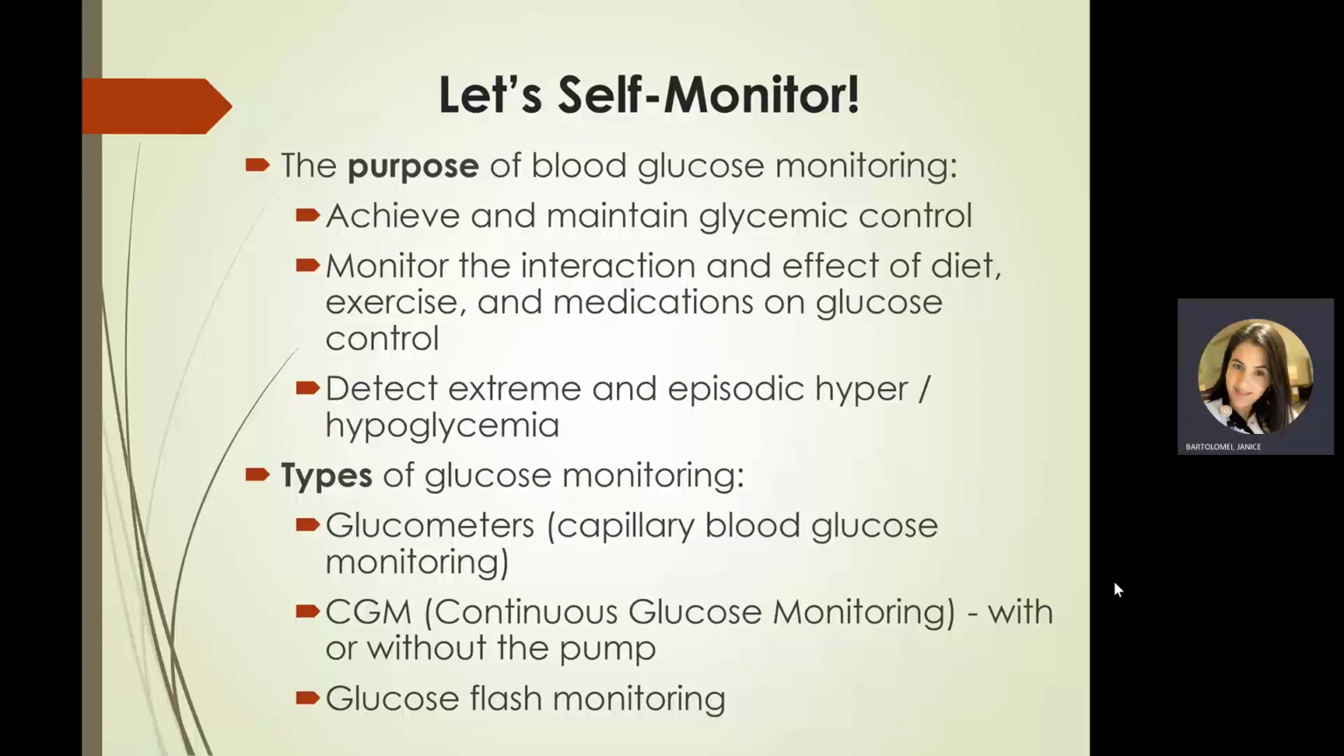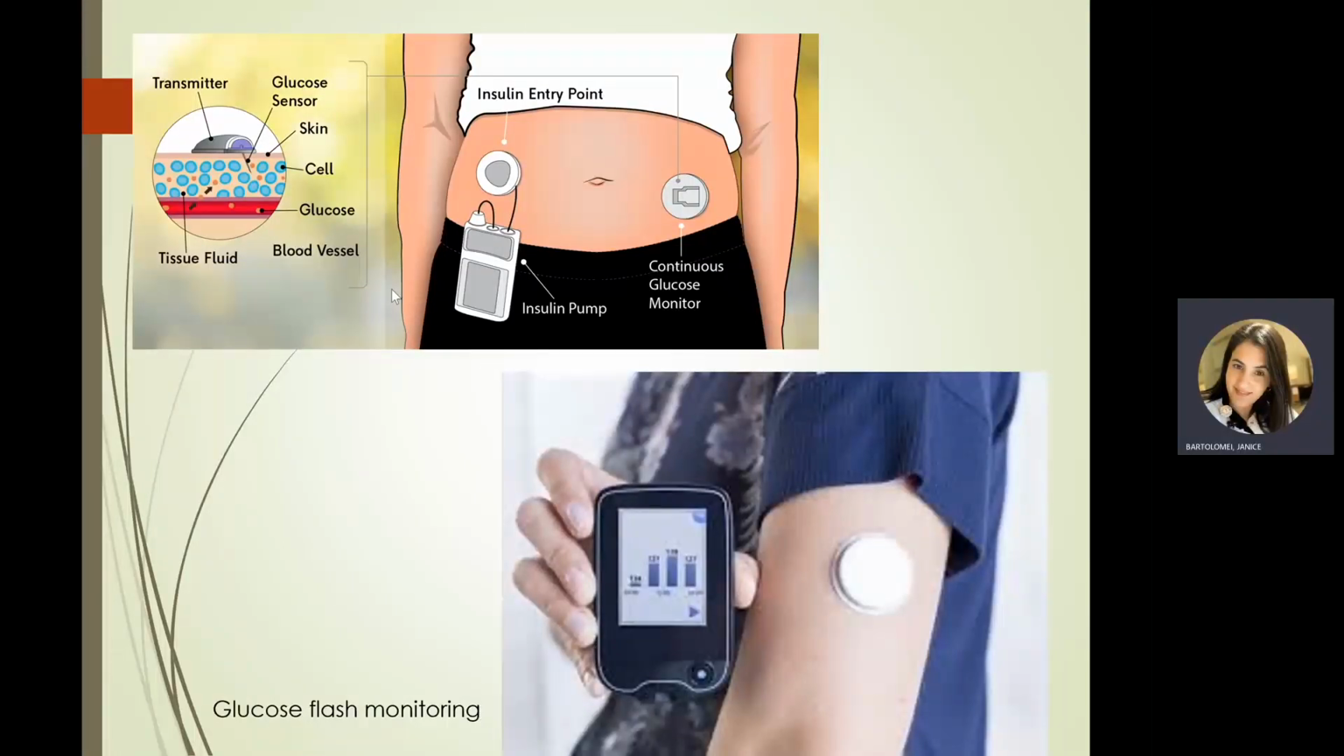However, with technology, we've gotten a little fancy, and now we have continuous glucose monitoring that could have a pump or not, and it's sort of on your stomach. There's also glucose flash monitoring that a lot of people wear on the back of their arm, and it almost looks like a grocery scanner. You scan the device and it gives you the reading. So pretty cool. Let me show you a picture of it. A lot of people might have it on their stomach or the back of their arm, and it's either continuous or a scanning kind of thing.